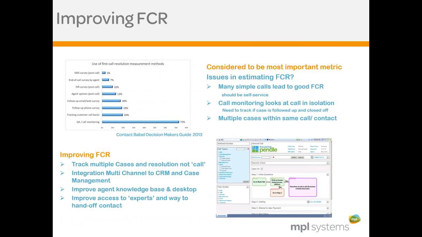We've talked again, and Carolyn's talked about first contact resolution, which is often slightly disputed by our initial survey. I think considered to be the most important metric. The graph in the top corner there shows you from the latest Contact Babel Decision Makers Guide, some of the ways that people measure FCR, and some I think are much better than others. And we saw some examples from the audience about the techniques that they're using.